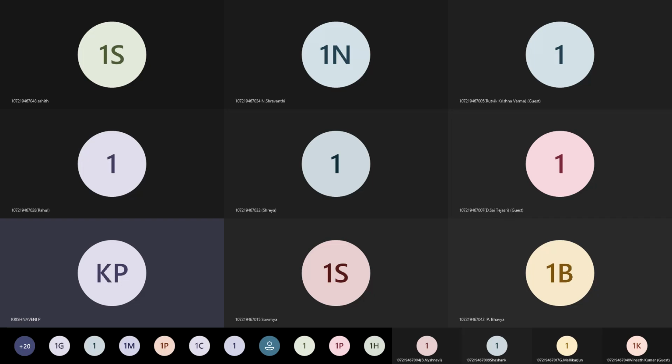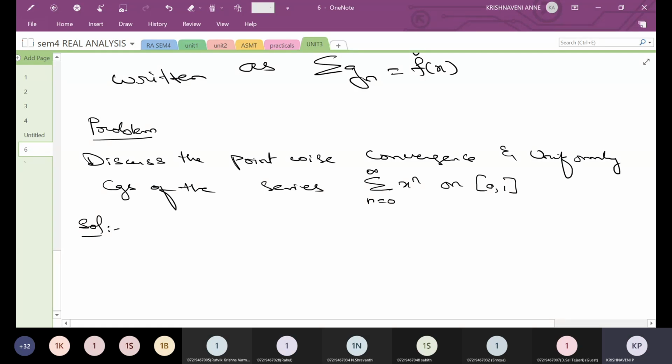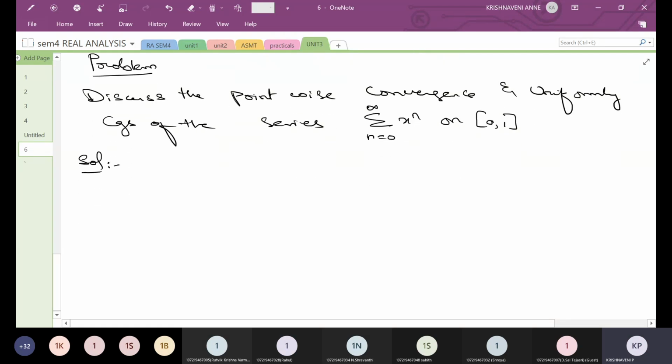Discuss the pointwise convergence and uniform convergence of the series summation n equal to 0 to infinity x power n on the closed interval [0, 1]. As I told you, whenever the sequence of partial sums is convergent, then the series will be convergent. If it is pointwise convergent, then the series will be pointwise convergent. If the sequence of partial sums is uniformly convergent, then the series will be uniformly convergent.